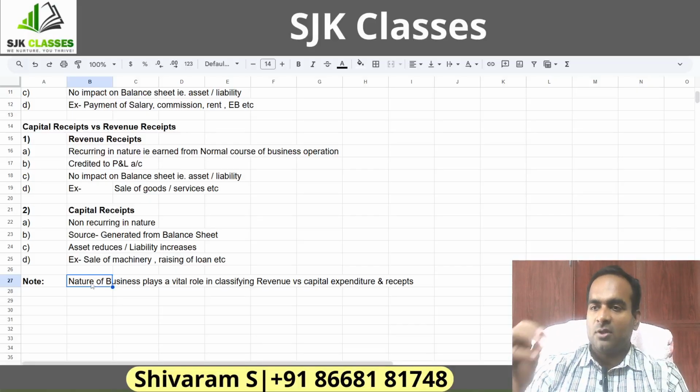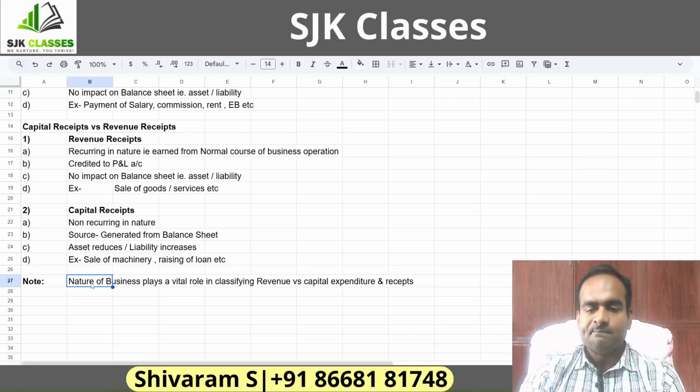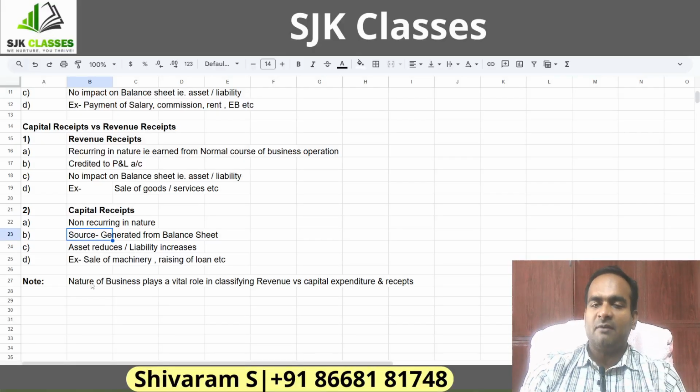So what happens for them? Selling of building will be classified as a capital receipt. So it's non-recurring in nature. It would not happen in the normal course of business. Then the second point is source generated from balance sheet. So this receipt will be coming from the balance sheet.